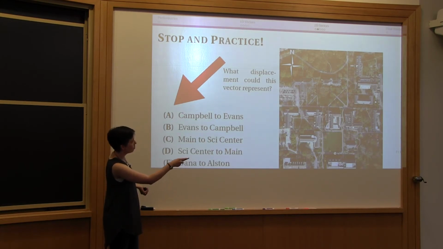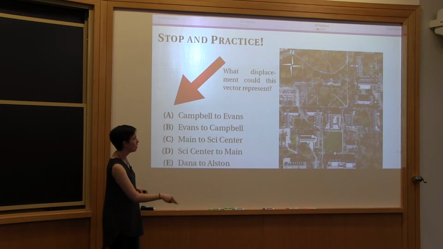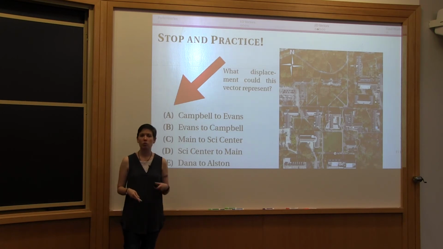So then the things to think about is, does this represent Campbell, which is here on the map, to Evans, which is up here? Does it represent Evans to Campbell? Does it represent the main building to the Science Center, or perhaps the Science Center to the main building? Or could it represent Dana down here to the Alston Student Center over here? So pause the video, take a few seconds, make your decision, and then come back and watch to see what the correct answer is and why.